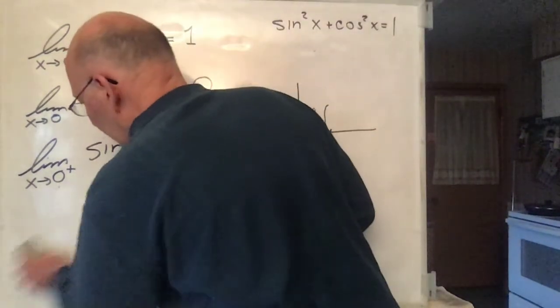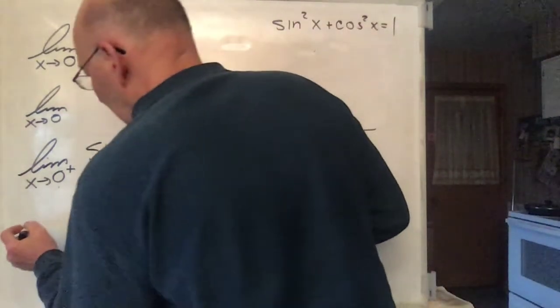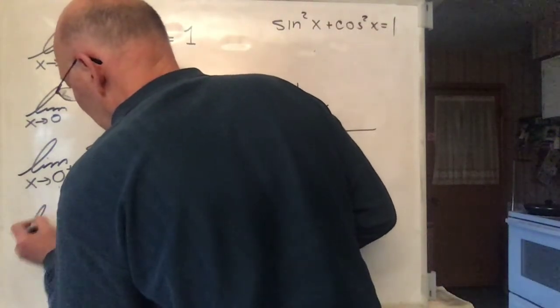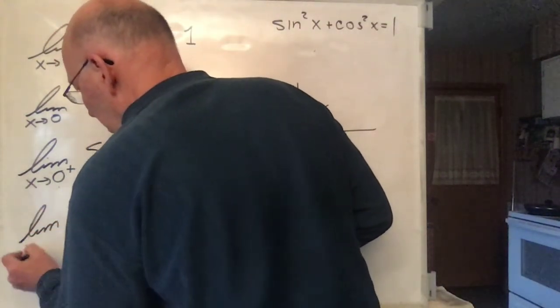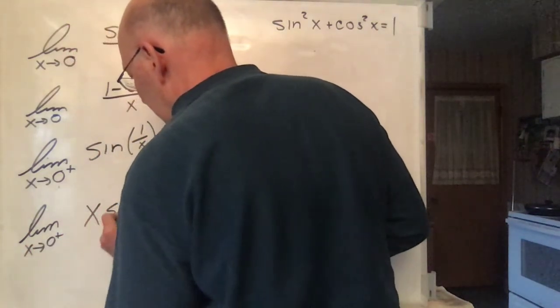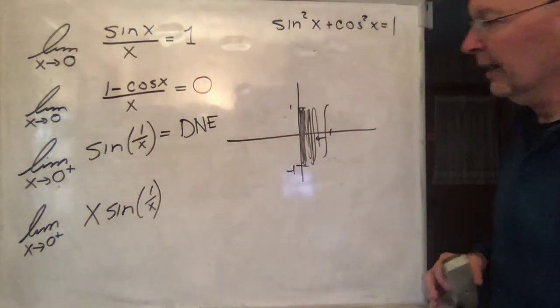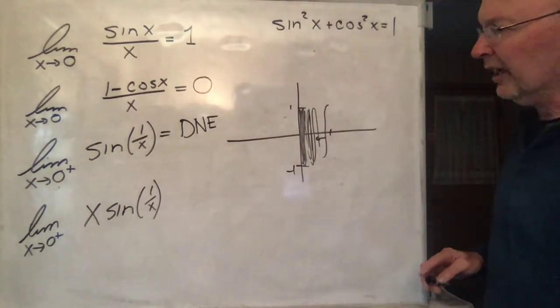The last one that we're going to do is connected to this one. What happens if you take x times the sine of x? What does that graph look like?